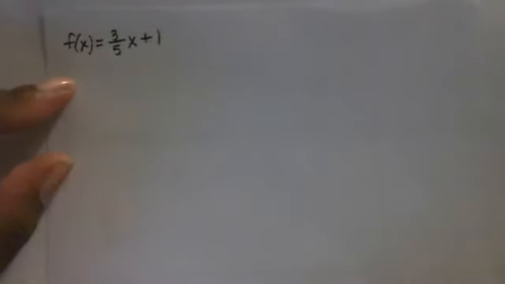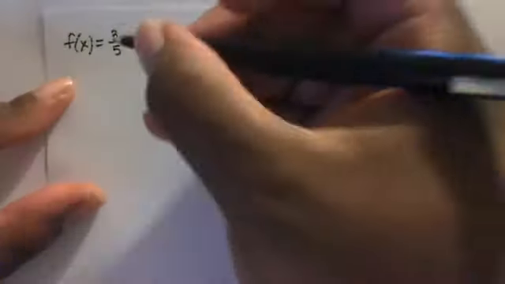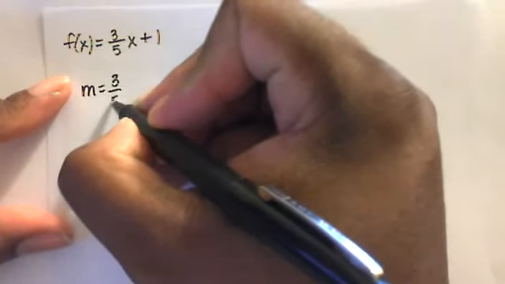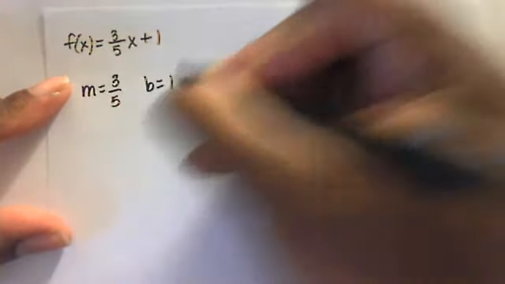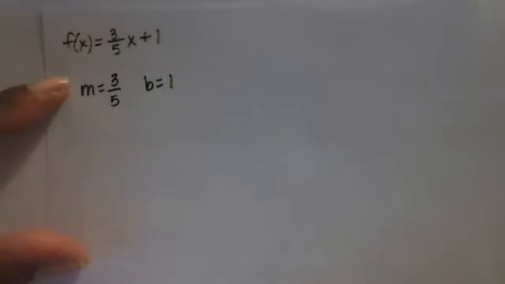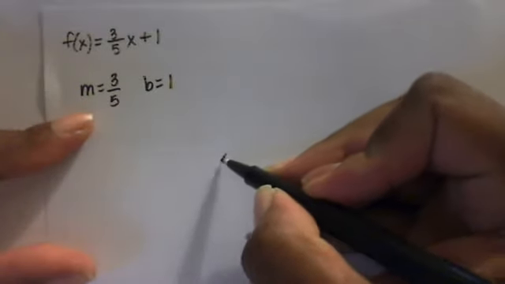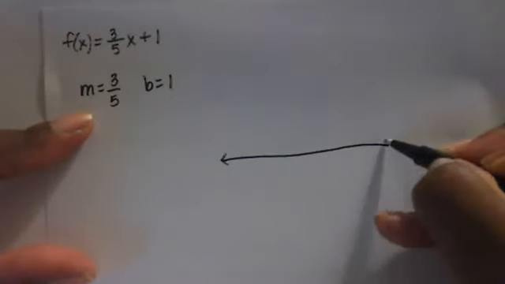Okay, so here's the equation. Now we need to identify the slope and the y-intercept. As you can see, it is written in slope-intercept form. So here the slope is the number in front of the x. That's 3/5. The y-intercept, which is your b, that's going to be 1. That's the slope and the y-intercept. Slope is 3/5. The y-intercept is going to be 1. Now we're going to graph this on the coordinate plane.